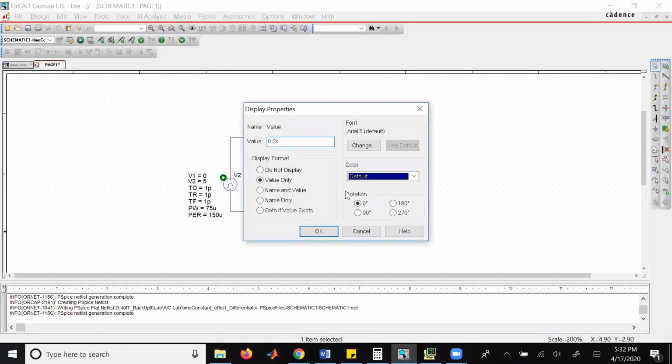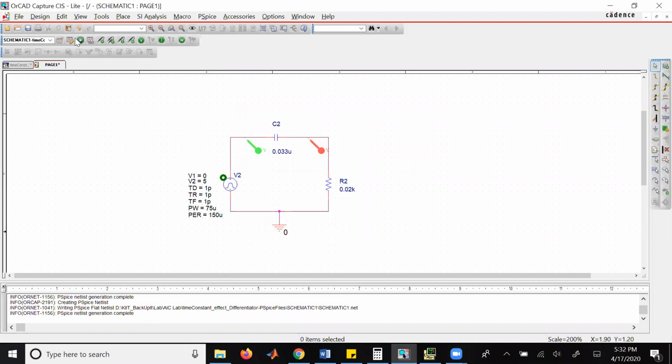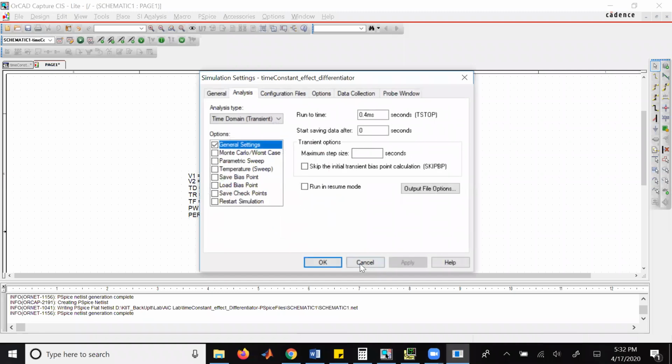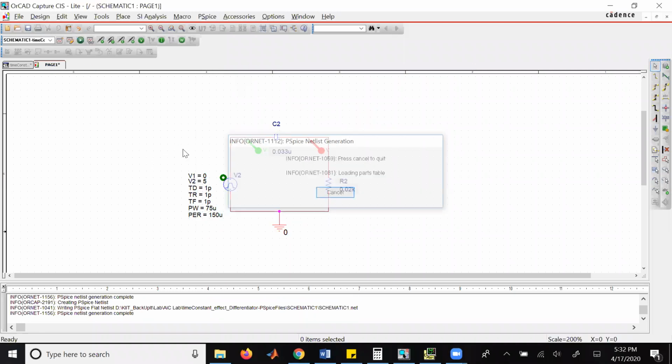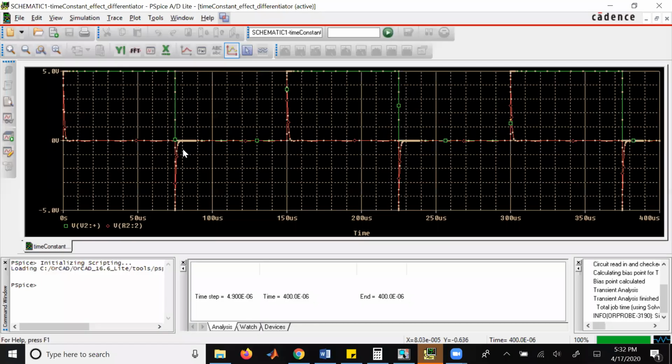So let's now make it 0.02. That means further we are decreasing the time constant. Now we run the circuit. Let's now see. Now here we are getting exactly a spike. So just evaluate. See, now this is a spike. So now it is working as a perfect differentiator.